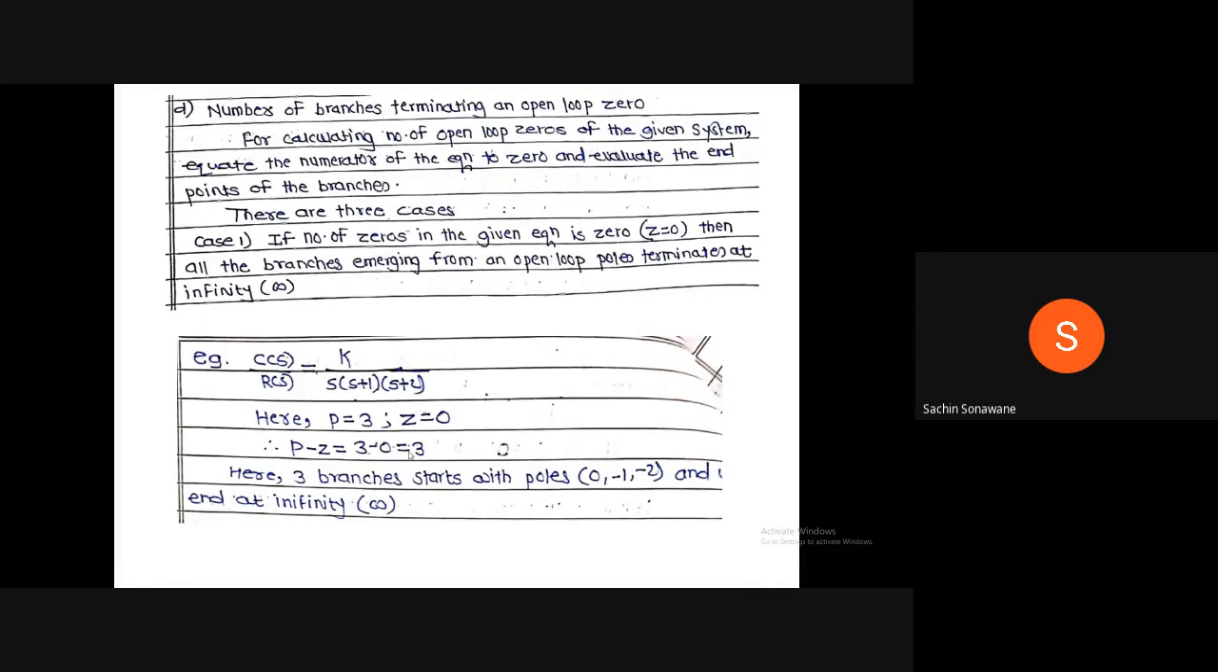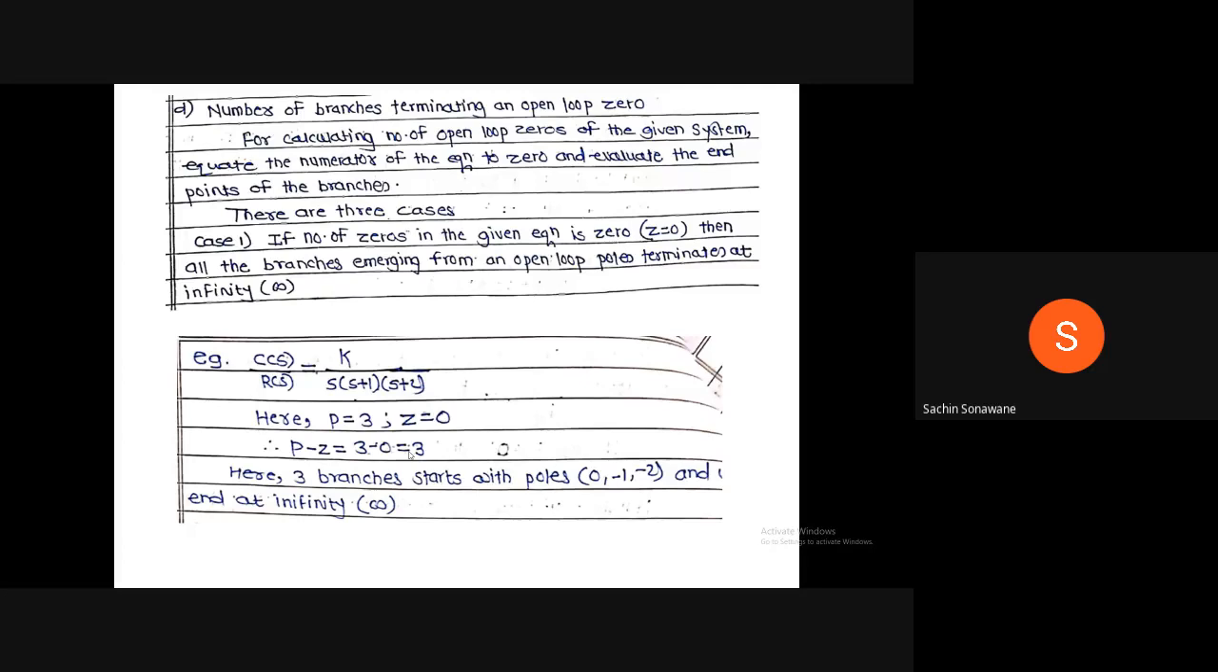Number of branches terminating at open loop zeros. For calculating the number of open loop zeros of the given system, equate the numerator of the equation to 0 and evaluate the end points of the branches. There are 3 cases. Case 1: if the number of zeros in the given equation is 0, then all the branches emerging from the open loop poles terminate at infinity.